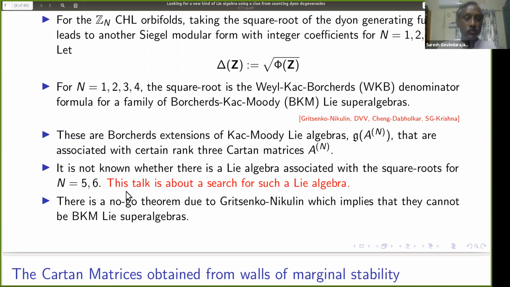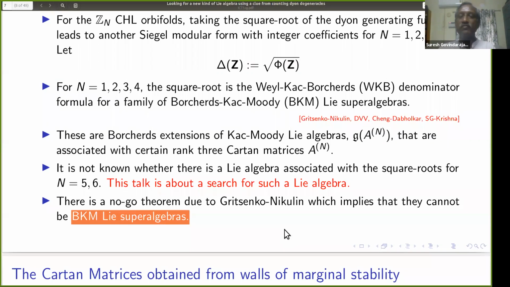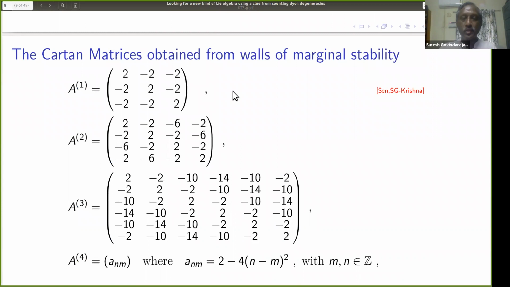but from the physics viewpoint, we know the walls of marginal stability. Okay, so if you give me the walls of marginal stability, I can get this sort of a matrix. And there's also a no-go theorem due to Gritsenko and Nikulin, which implies that they cannot be known objects like BKM and BKM superalgebras. Again, this is something I will define. Okay, so these Cartan matrices are obtained from the walls of marginal stability, and this is mostly due to Ashoke Sen.